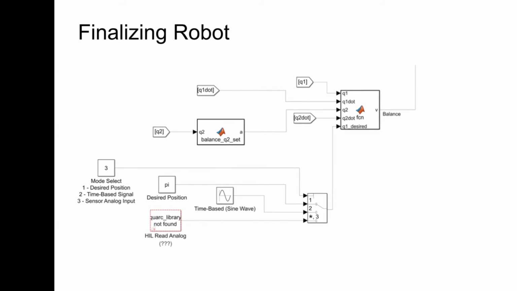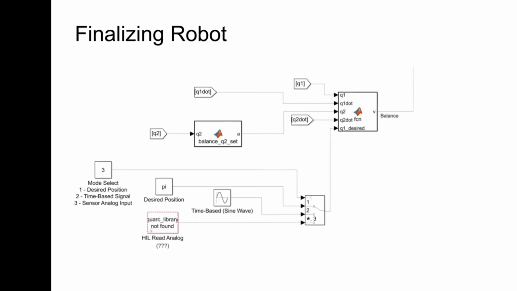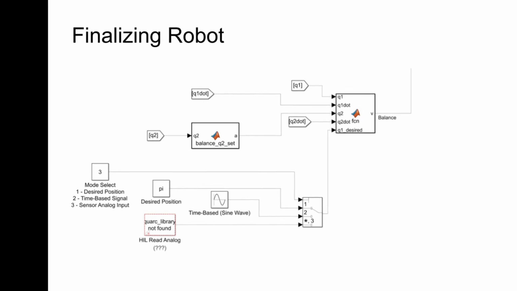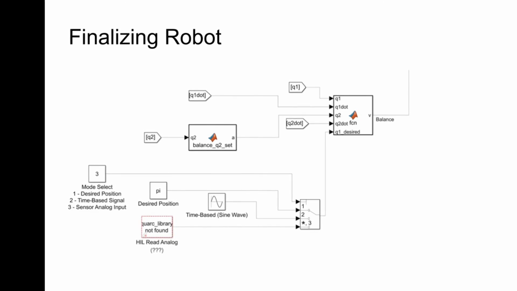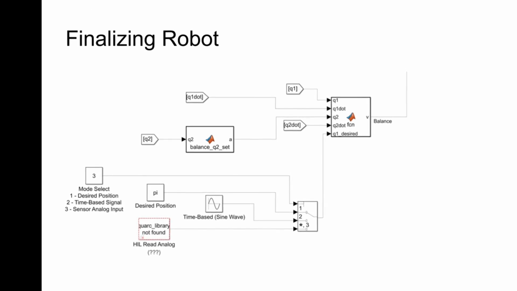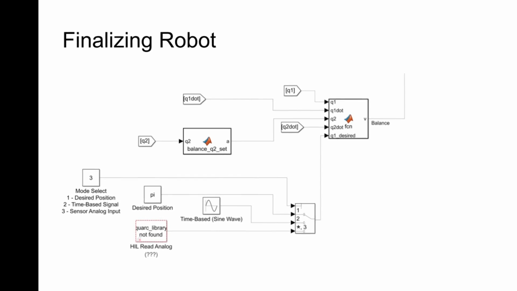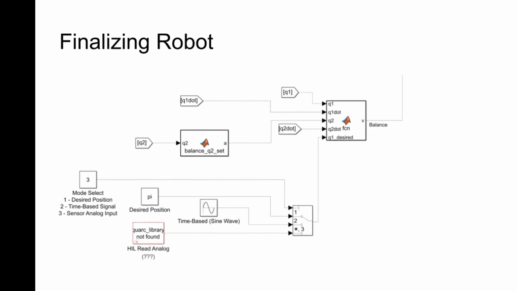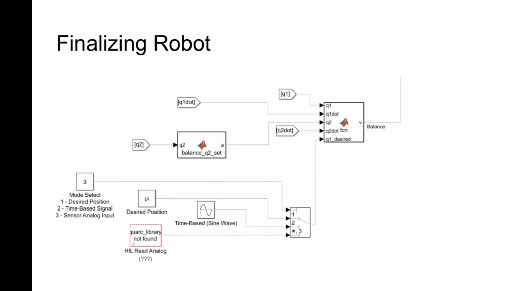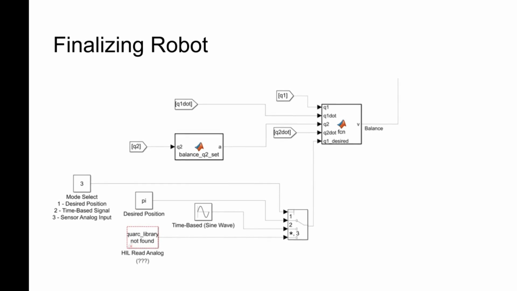To implement a system which allowed us to control the position of Q1, we changed the system so that the Q1 term of the state variable vector was controlled by Q1 minus Q1 desired, so that the error drove it to move the system while maintaining balance. Overall, we were successfully able to perform all modes on both the simulated and real system.